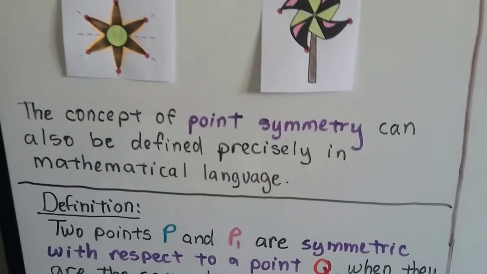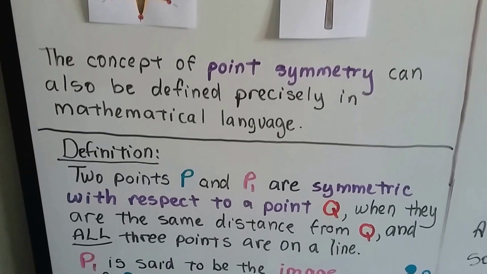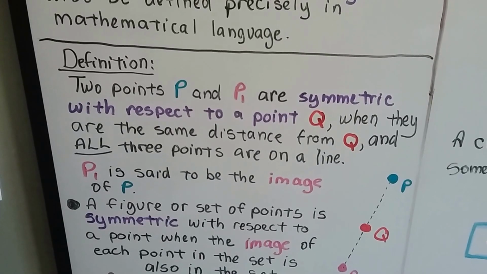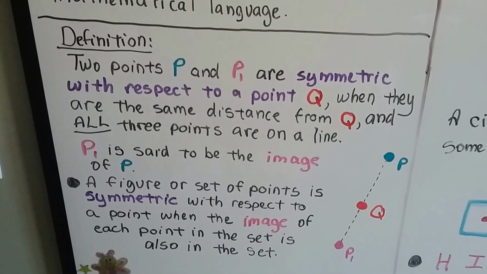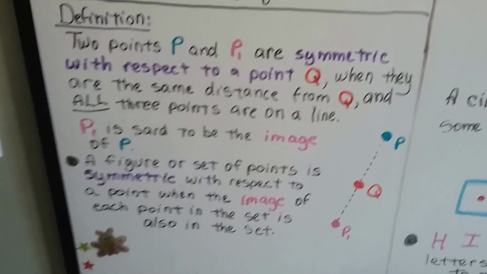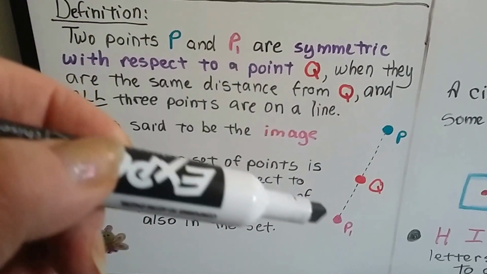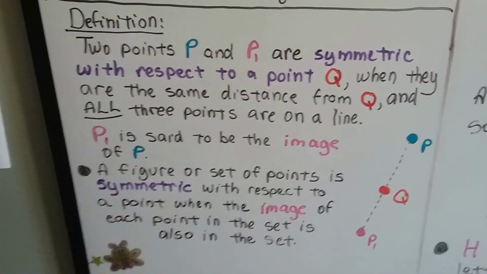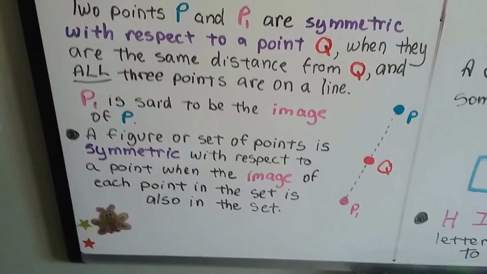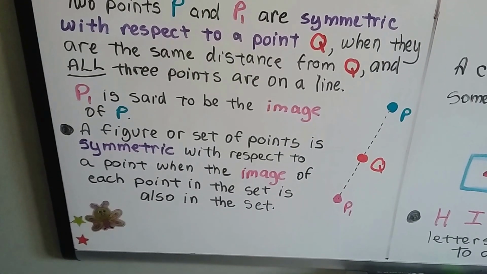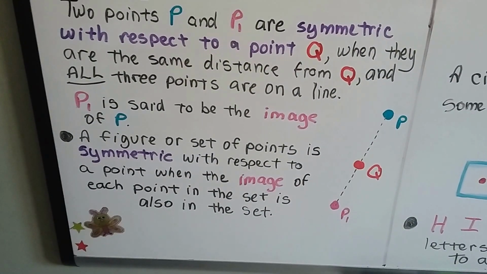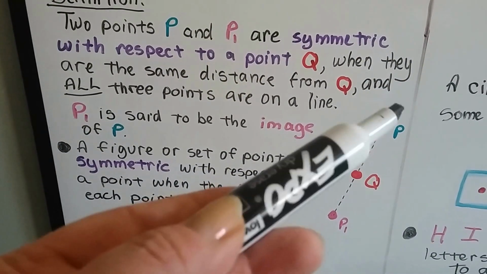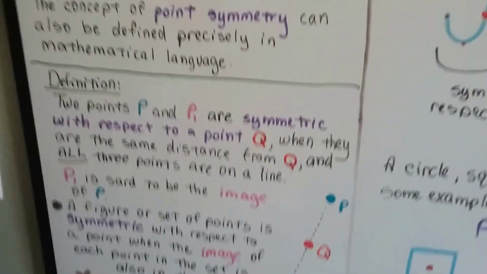And the concept of point symmetry can also be defined precisely in mathematical language. So I have a definition for you. Two points, P and P sub 1, are symmetric with respect to a point Q when they're the same distance from Q, and all 3 points are on a line. So here's the pre-image, here's the image, the reflection, and going through Q here, it makes a straight line. See that? P sub 1 is said to be the image of P. A figure or set of points is symmetric with respect to a point when the image of each point is in the set. See? We got a straight line going on, don't we?